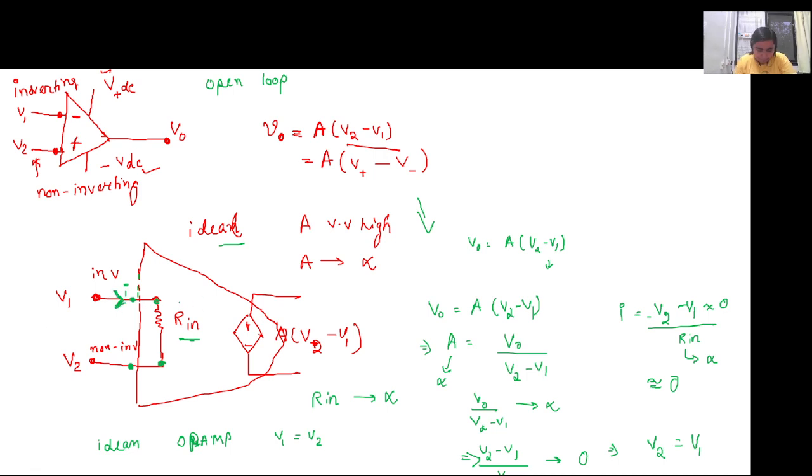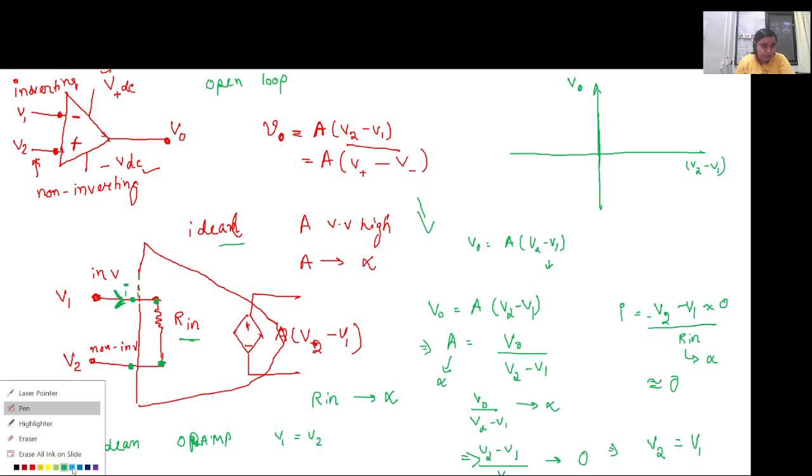Okay. So the next thing you must have seen in the lecture, sir has plotted the diagram of V2 minus V1 on the x-axis, and on the y-axis it is the output voltage V naught. So in case of an ideal op-amp, if I'll just take another color.